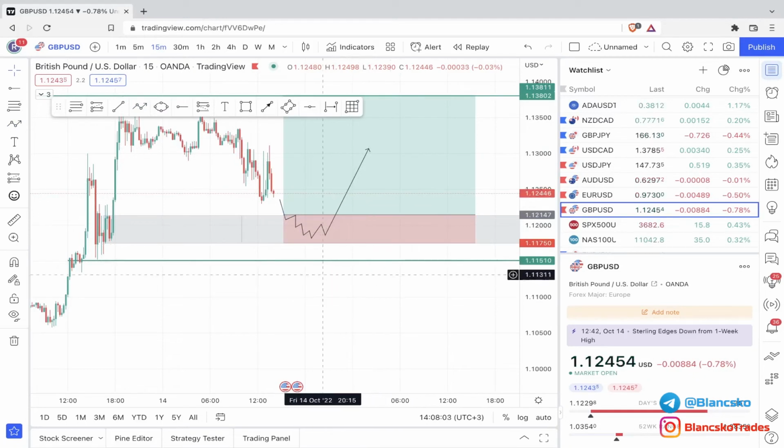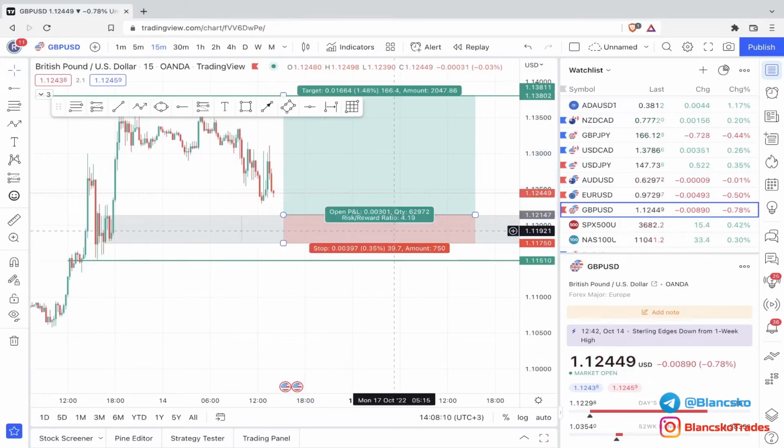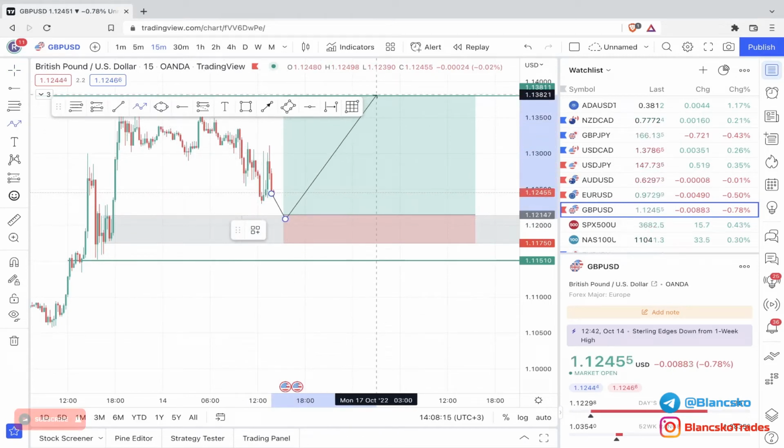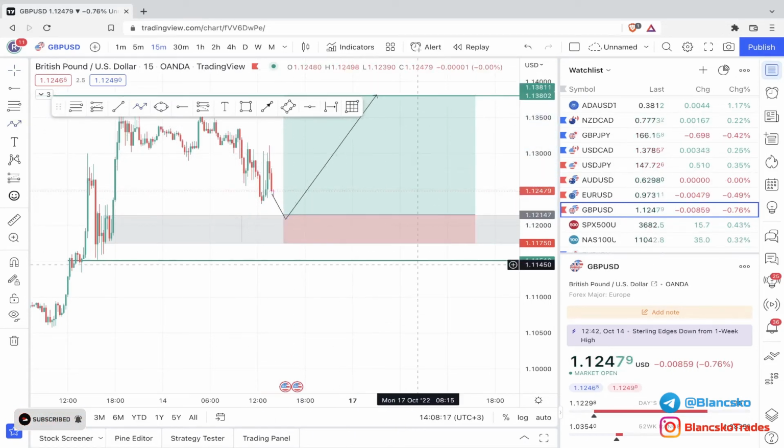You know, a pro for this would be that you would possibly get a bigger risk to reward, which is cool. But a con will be that price could literally come here, tap the demand, and then go straight up. You know, this could also happen. So you got to be very careful with how you approach this.